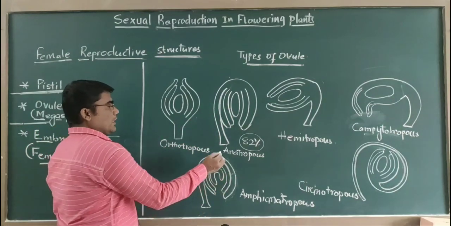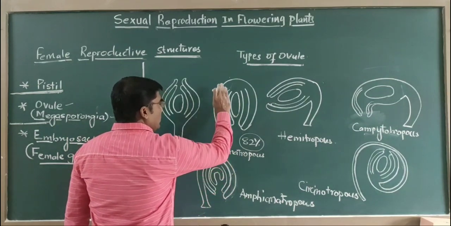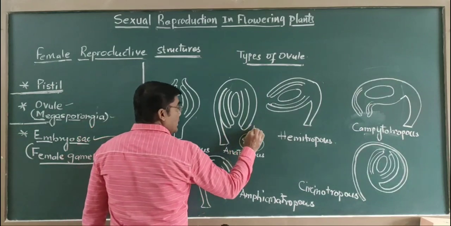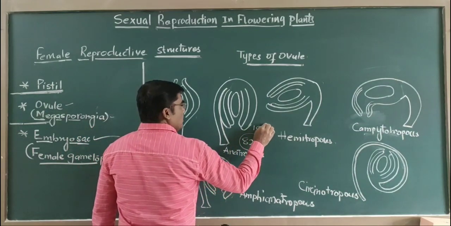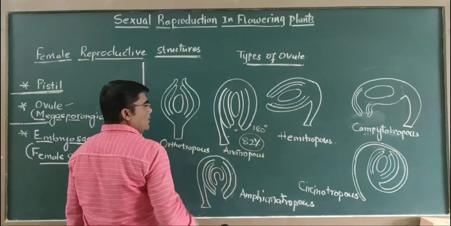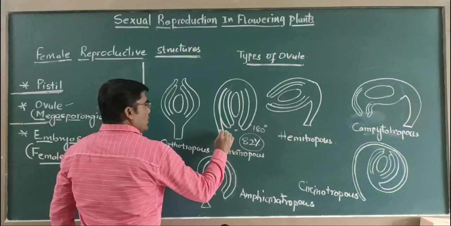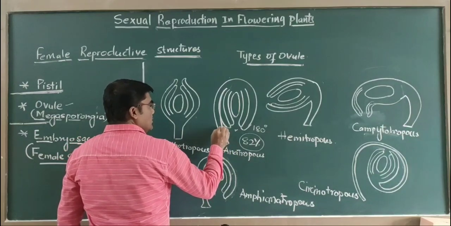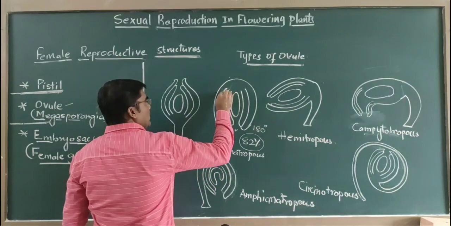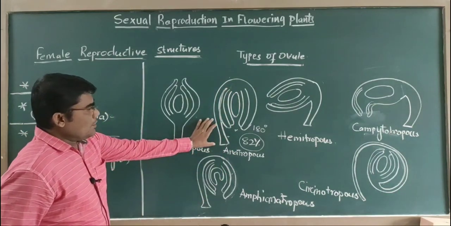So already we know that here this is the stalk of the ovule, this is the body of the ovule, which is bent downward 180 degrees. Because of this, the micropyle and the funicle are present near each other, and this is the stalk, the funicle. This funicle is in contact with the ovule body by producing a ridge. This is called raphe. This is Anatropous.